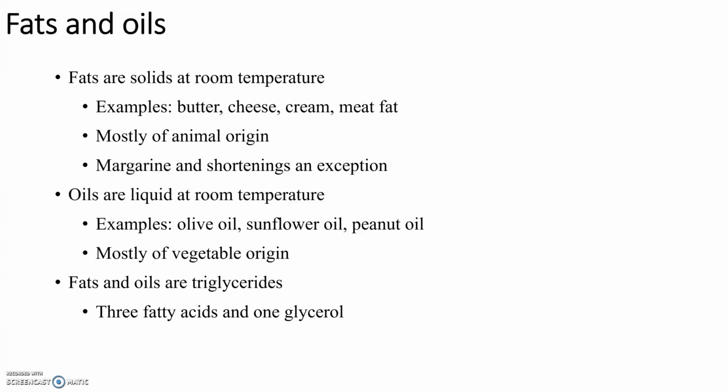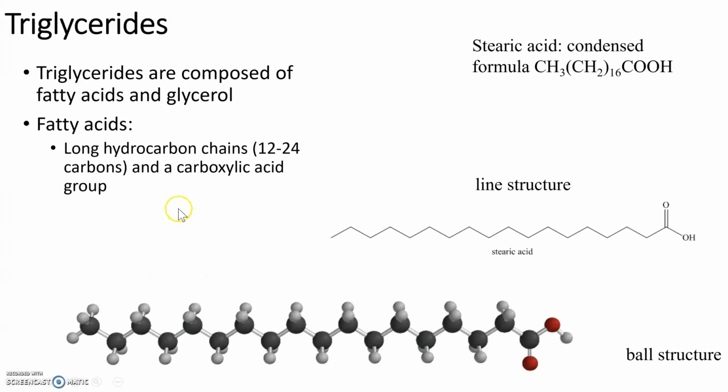Oils, by definition, are liquids at room temperature. So if we think of our olive oil, our peanut oil, our sunflower oil, these are liquids at room temperature, and these are typically vegetable origins. Both oils and fats are triglycerides. Triglycerides are molecules that consist of fatty acids and glycerol. So let's take a look a little bit more at triglycerides.